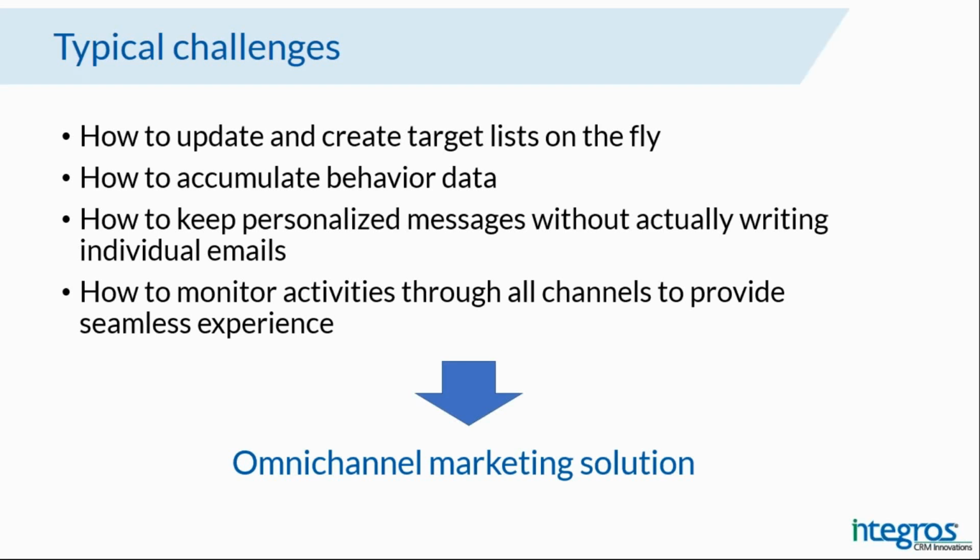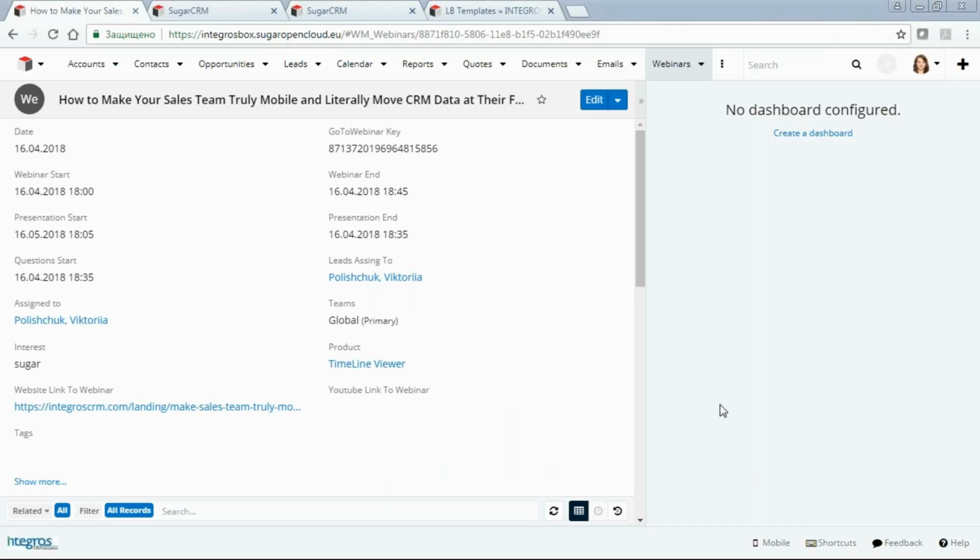So now let's move to the demonstration of the solution, which will address these challenges one by one. Let's start with how we create and update a target list. Since a specific source represents specific interest shown by the prospect or the customer in a specific channel, we have to rely on this information to create an appropriate message for them.